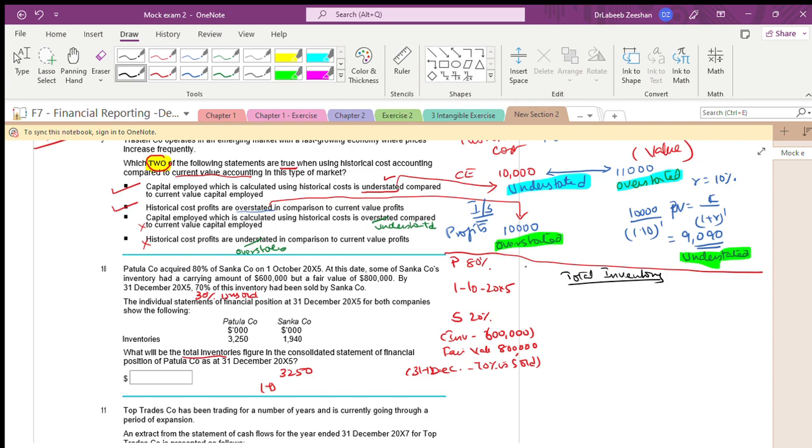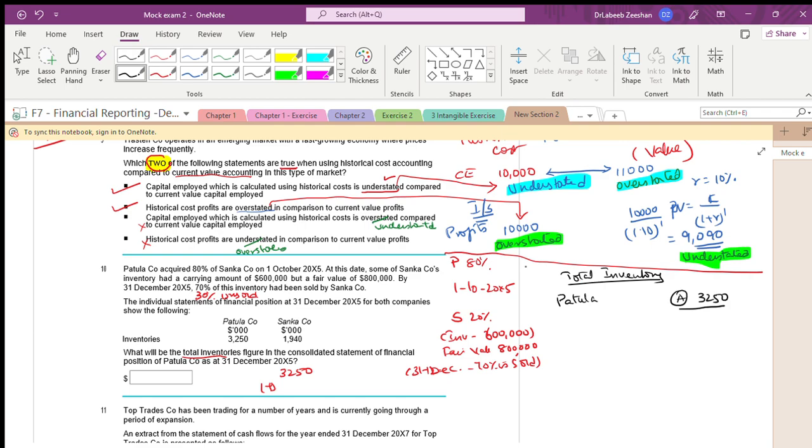Total inventory. Okay, Patula. Patula inventory is how much? Patula inventory is 3,250. Okay, Patula inventory is put as A. Separate it. Next, we will do the other one separately.